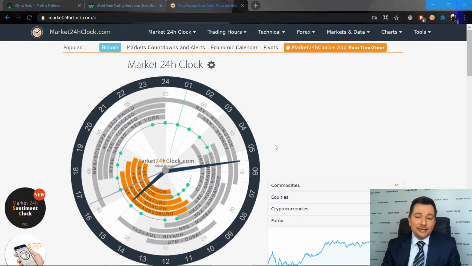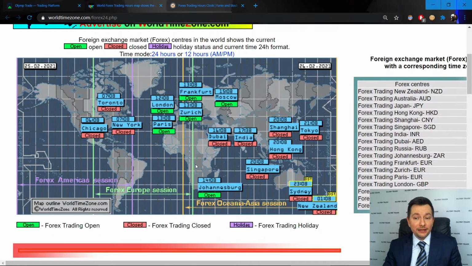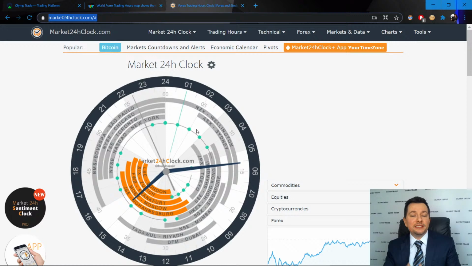And you can see that right now, in the time that we're at right now, we have the London Stock Exchange, the Zurich Stock Exchange, the Frankfurt, Moscow Stock Exchange, and Johannesburg. Just like we had here, this puts everything together. And you can see how much time we have left until the end of the trading session.